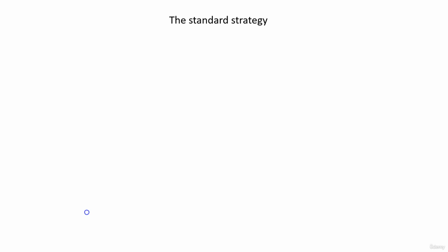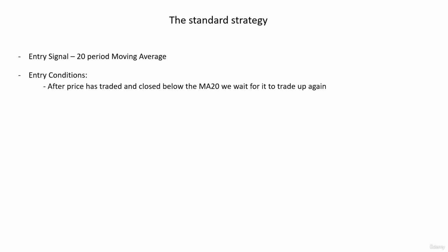So I'm going to do a recap here, but you'll have to go to the original videos, where the buy entry signal, the stop loss positioning, and other signals are shown, to see the details and the depiction on the charts. So the entry signal is provided by a 20 period moving average. This is a simple moving average that you find on any charting platform with a period of 20. This means 20 days. The entry conditions are after price has traded and closed below the moving average 20.